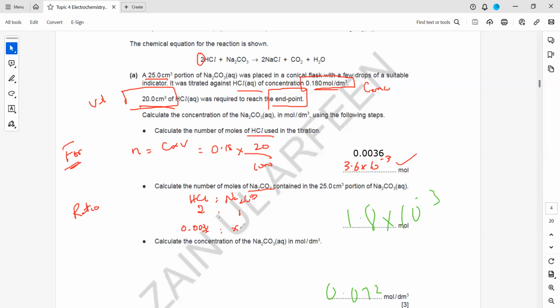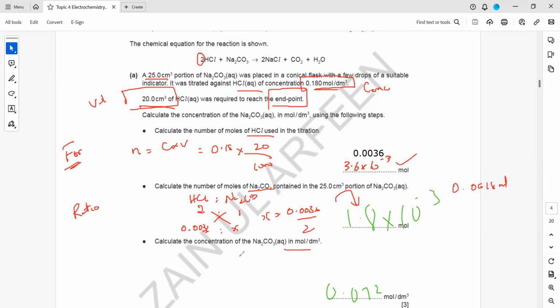So how many moles of sodium carbonate? X. So we cross multiply. When we cross multiply, it will be 0.0036 divided by 2. So we get 1.8 × 10^-3 or 0.0018 mole.